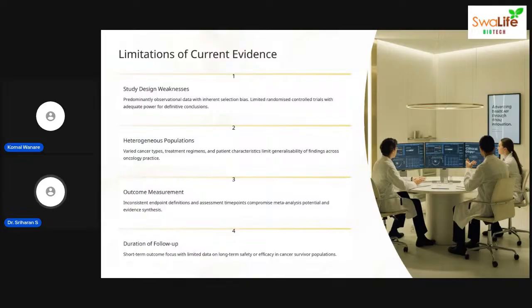Yesterday we saw the limitations of nutraceuticals and herbal products as a whole. Today we are seeing the limitations of the current evidence for wheatgrass. The first thing is study design weakness. There are limited randomized controlled studies. Then heterogeneous population, which relates to generalizability: with a small population in a small area, we cannot extend the result to a broader population.